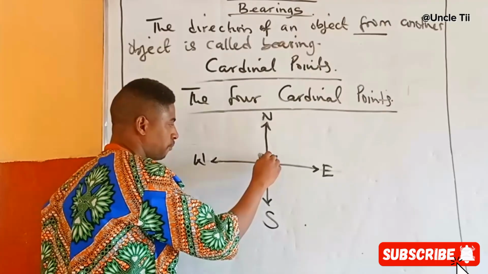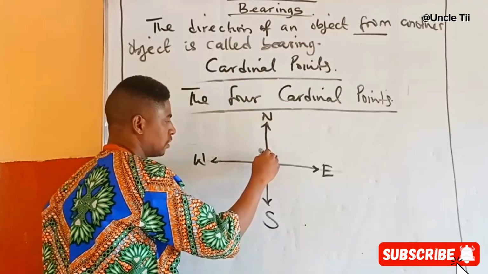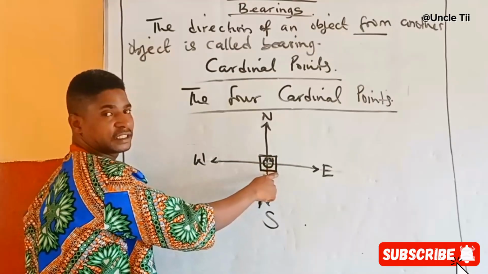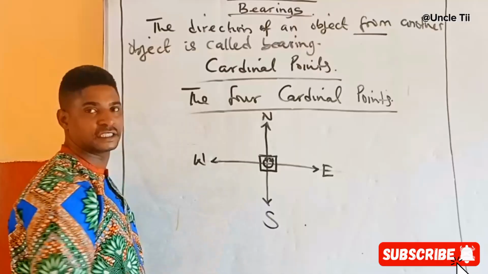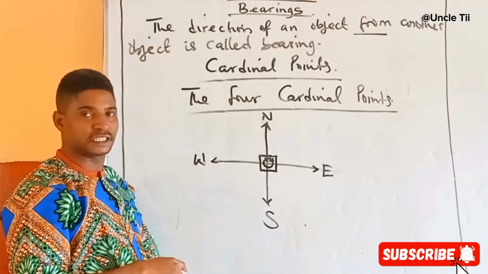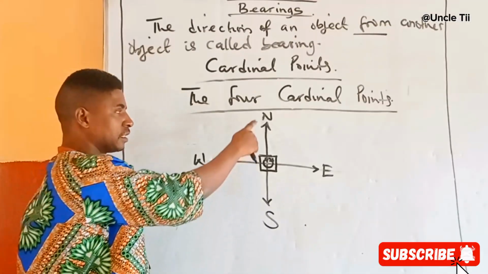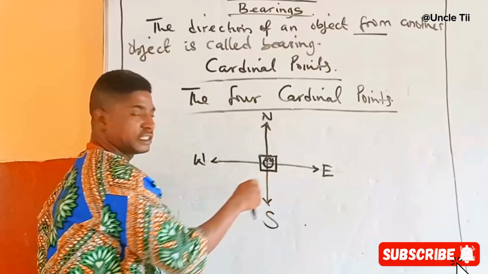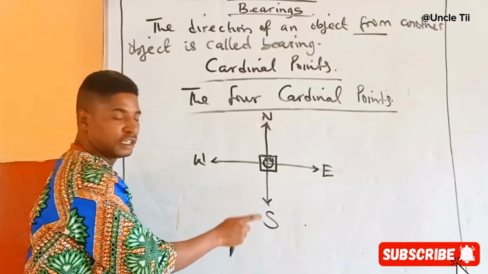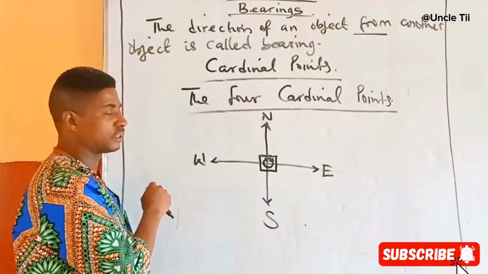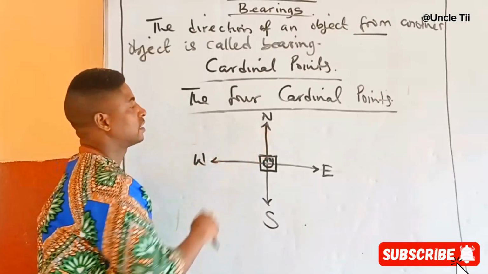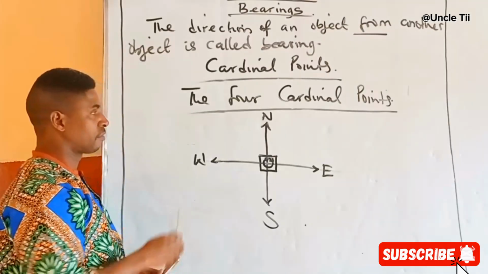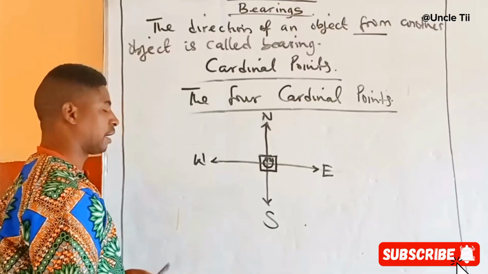So in the whole, there are 360 degrees: 90 plus 90 plus 90 plus 90. But don't forget that between the north and the east are 90 degrees. Between the east and the south, another 90 degrees. Between the south and the west, another 90 degrees. And finally, between the west and the north is another 90 degrees. That is that about the 4 cardinal points.